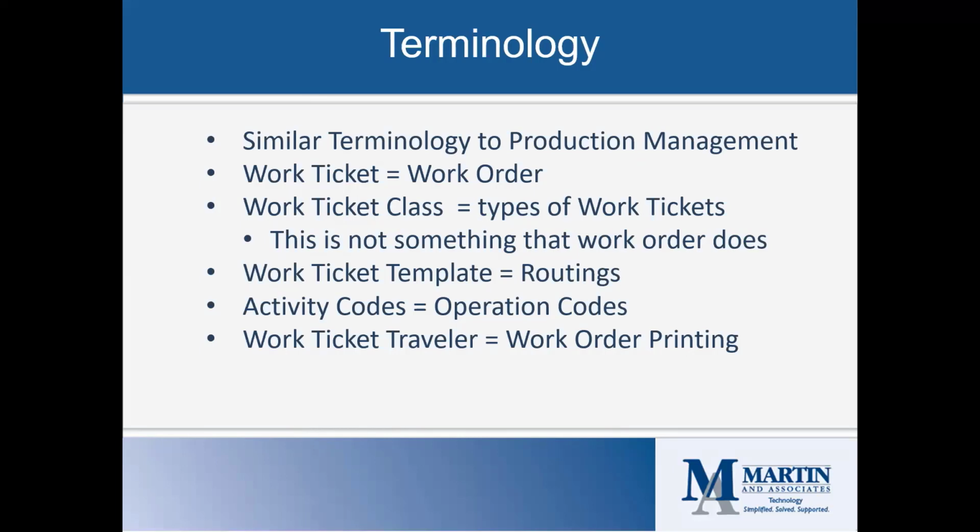One of the big things, and I'm going to spend some time on this, is what most people are familiar with as routings. That is called a work ticket template. It's not a one-to-one match. Work ticket templates are a little bit more robust. You can do quite a bit more with them. Likewise, routings contain steps, and you would assign operation codes to those steps. Work ticket templates have steps which consist of activity codes. So those are the relationships: work ticket templates replace routings, and activity codes replace operation codes.